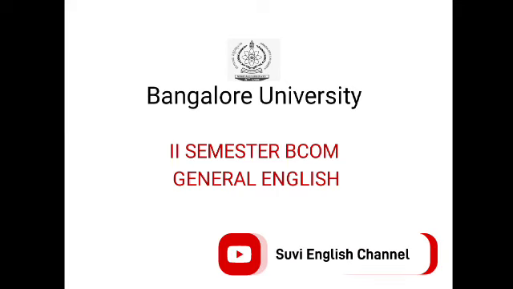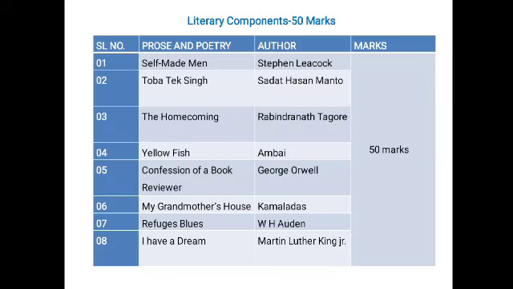In today's video, I am going to discuss the grammar part of second semester BCom General English. You all know that your second semester English textbook has been divided into two sections, two parts. Part A is of literary components. So you have prose and poetry. So there are 8 chapters in prose and poetry for 50 marks.